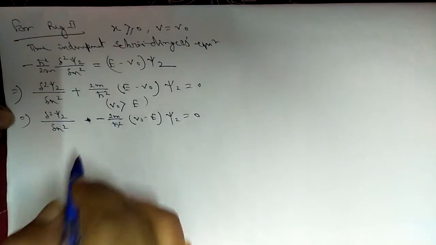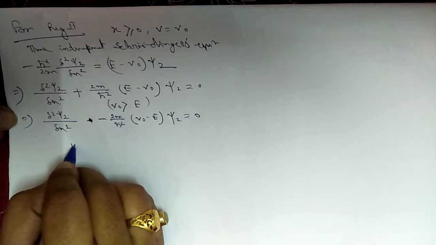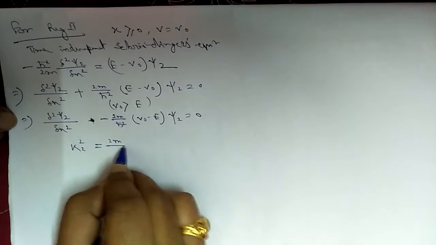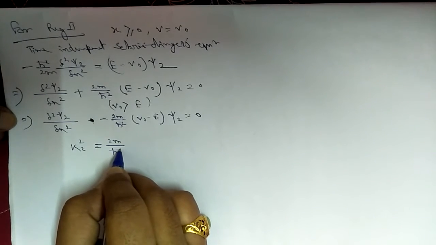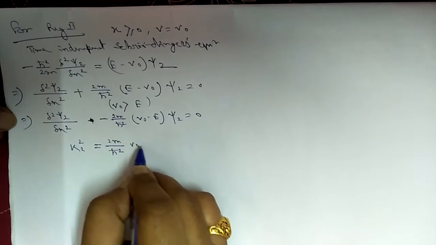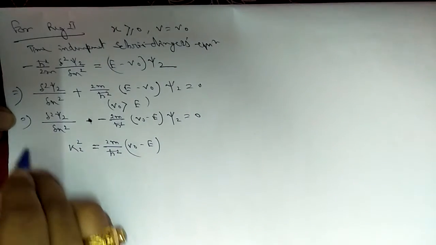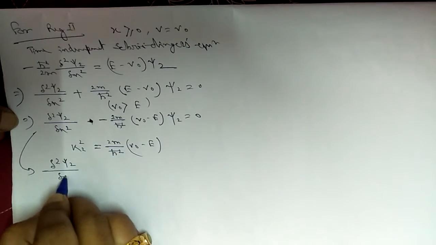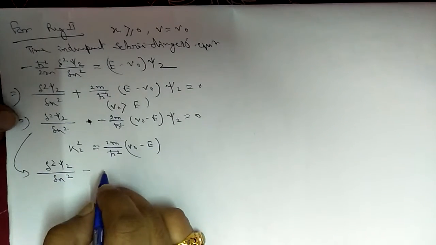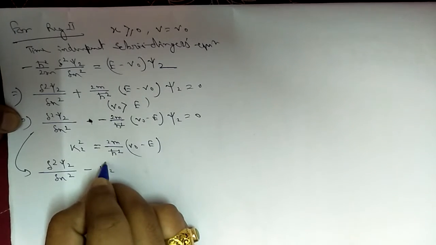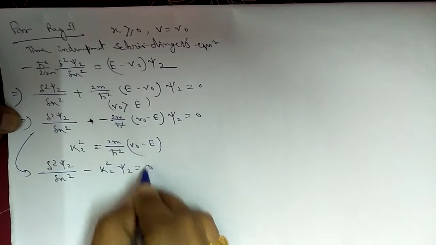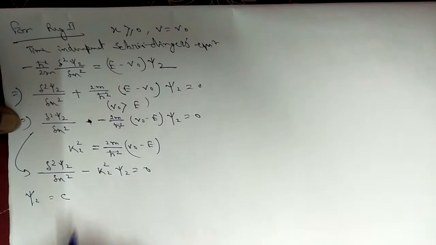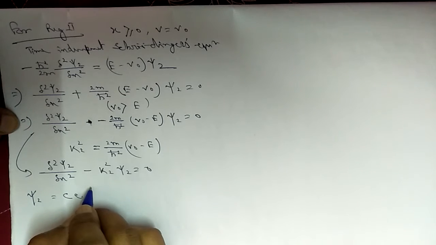I think you are getting the point. So similarly, I will again consider that k2 square equals 2m by h cross square into (V0 minus E), that will be the value of k2. So from this equation we can write del 2 psi 2 divided by del x2 minus k2 square into psi 2 equals 0. So the trial solution will be psi 2 equals C e to the power i k2 x.